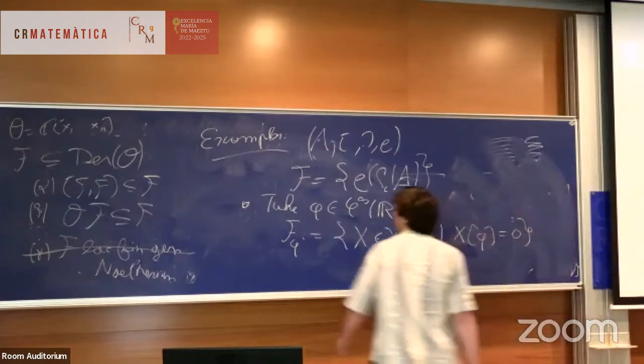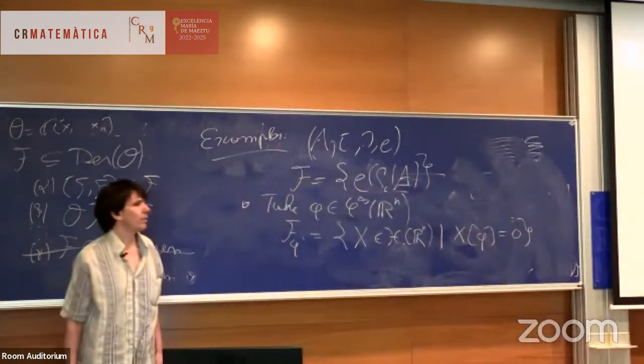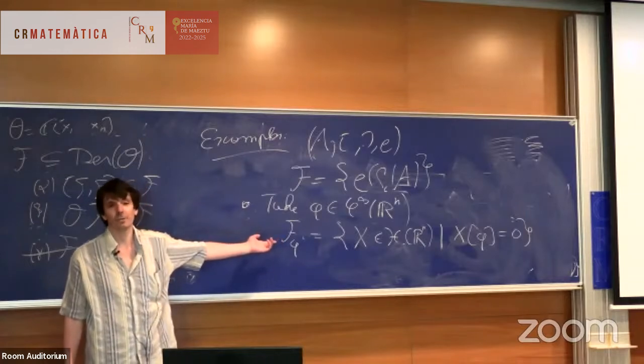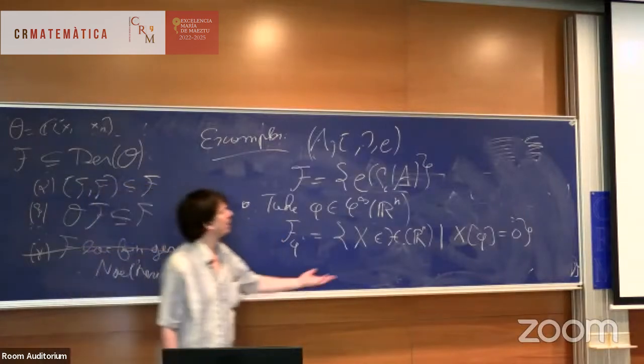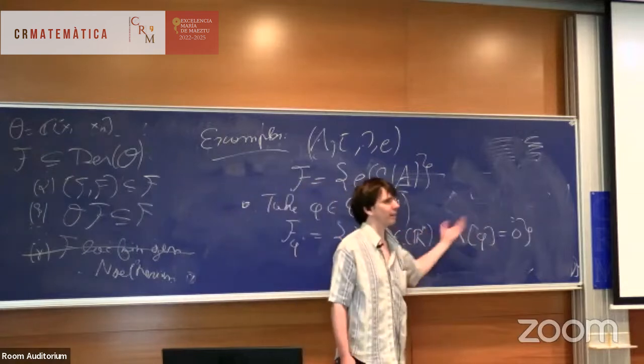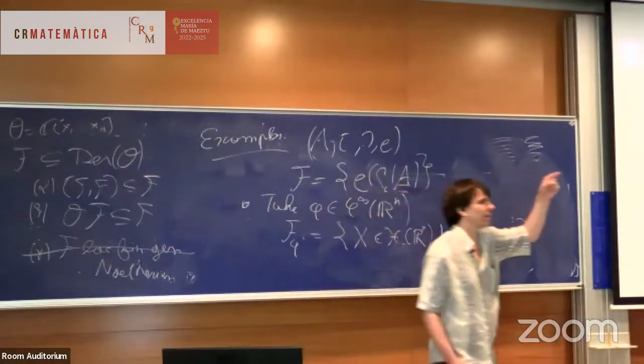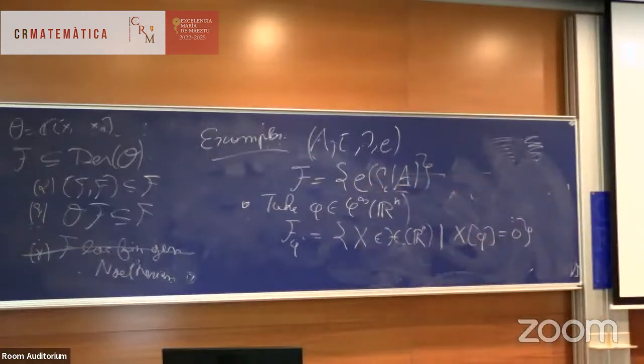Okay. Is it a singular foliation? Well, obviously, it's a module. Obviously, it's closed under Lie bracket. The Lie bracket is a commutator. So again, I will ask the crowd for their opinion. Is it finitely generated in general?